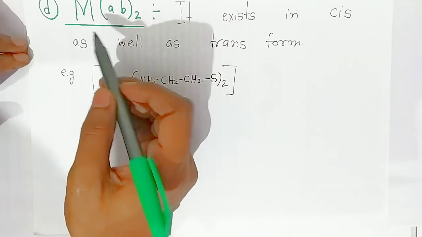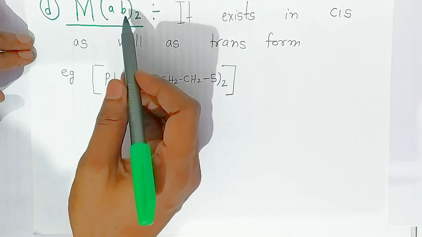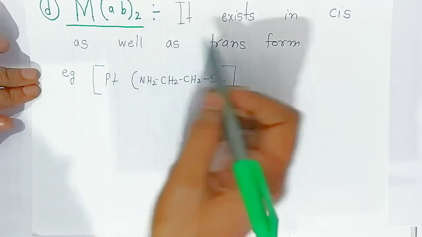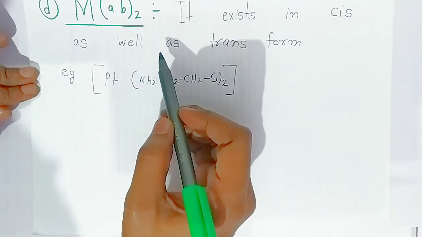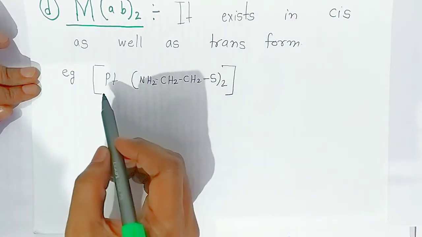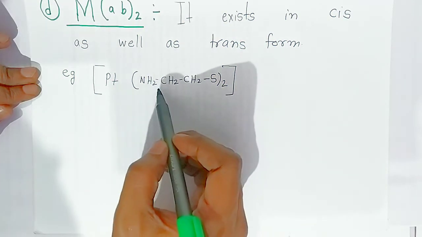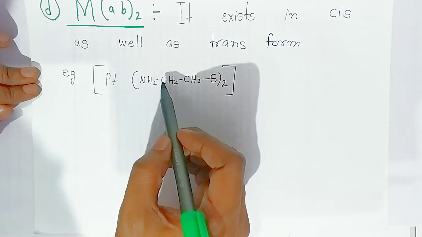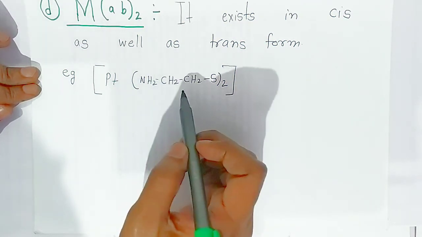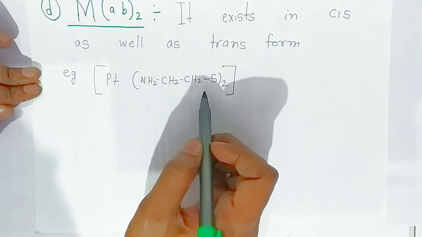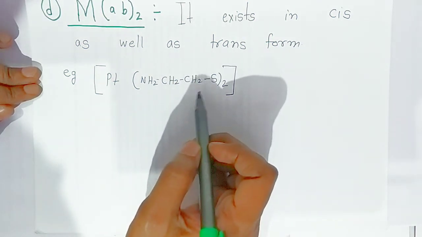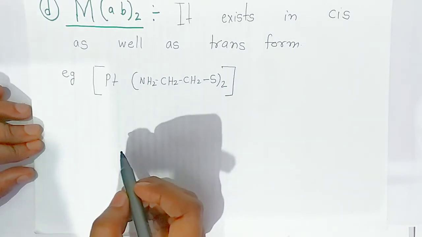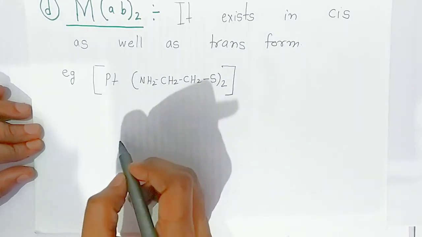Okay, students. Fourth type of complex, students: metal with A and B, 2 types of ligand, and they are twice in number. Now it exists in cis as well as what? Trans form. Now, students, here a platinum complex, where the ligand is the same ligand, students. It is called as what? Aminoethanethiolate. This is the amino. These are the 2 ligands, students, which are attached to this complex, students. Now what happens, students?